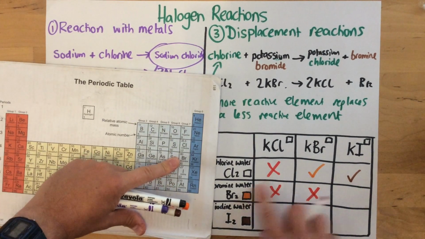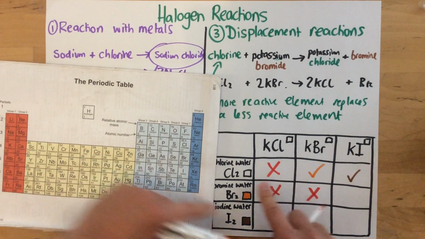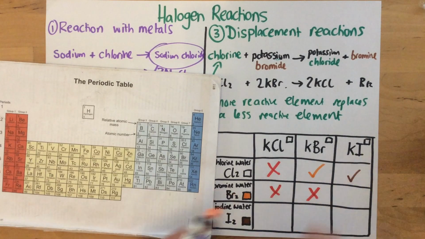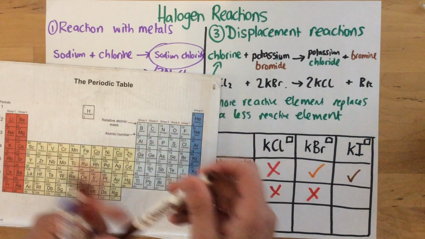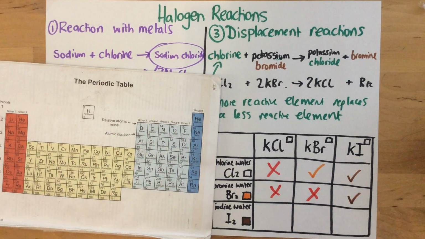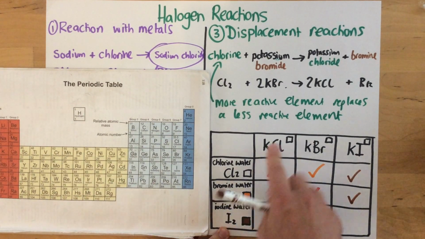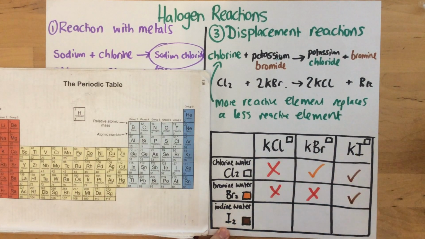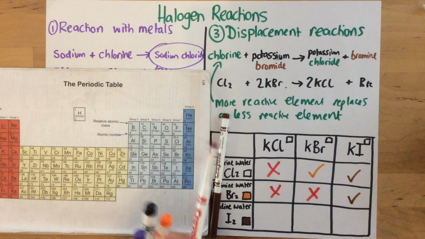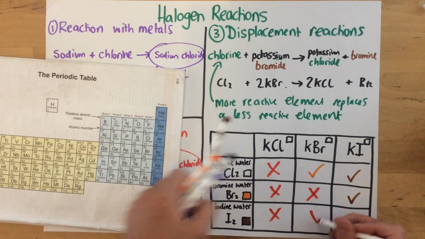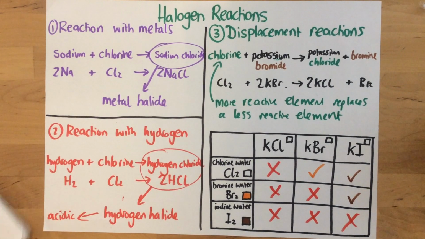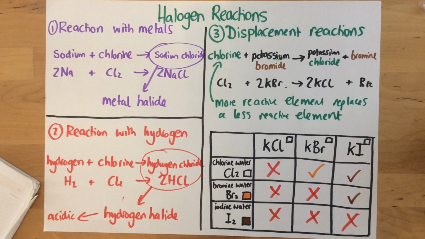But bromine is more reactive than iodine, so the bromine would replace the iodine, and the iodine would be left in the water to give a brown colour. Finally, if I added iodine to any of these solutions, iodine isn't more reactive than chlorine, bromine or iodine, so in this bottom row I would not see a reaction. Those are the three different types of reactions involving halogens. Thank you.